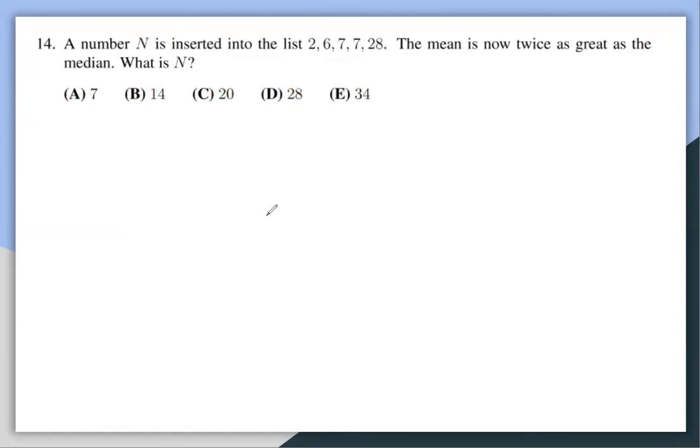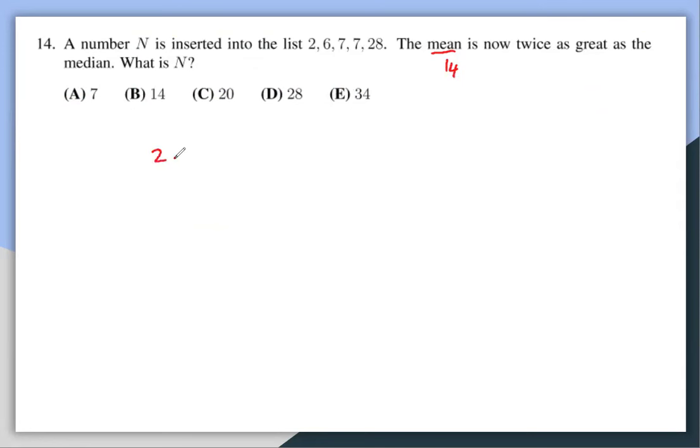Okay. So a number n is inserted into this list, and the mean is now twice as great as the median. Okay, so let's be careful. When you look at the choices, the smallest number is 7. So even if you add 7 into your list, the median number is 7. If you add anything else, the median is still 7, which means the median is regardless 7. And then the mean has to be twice as much as the median, which means this has to be 14.